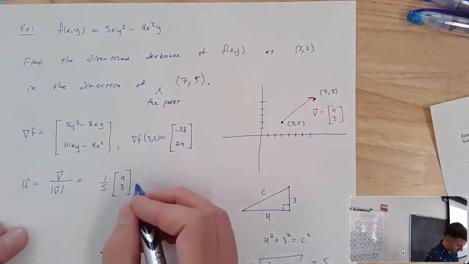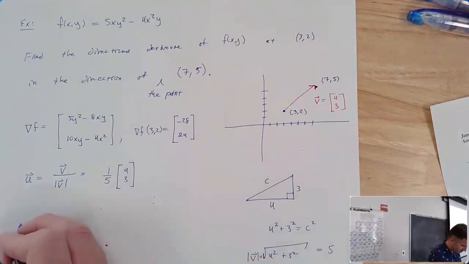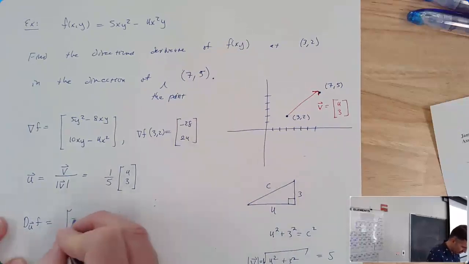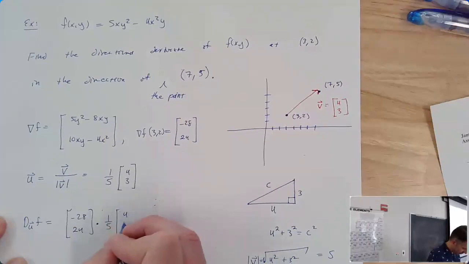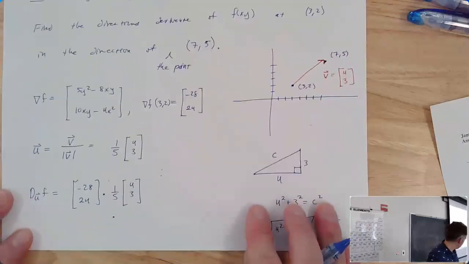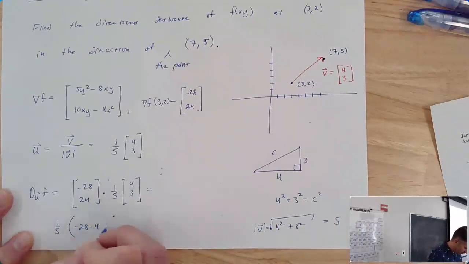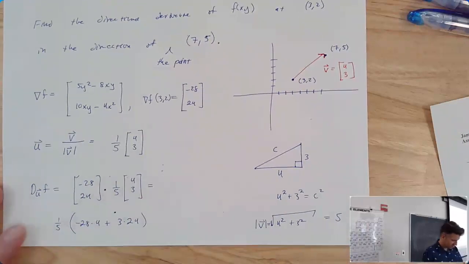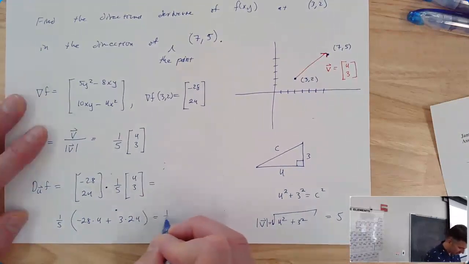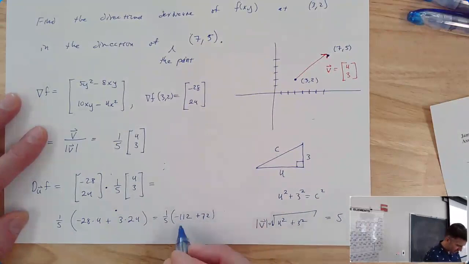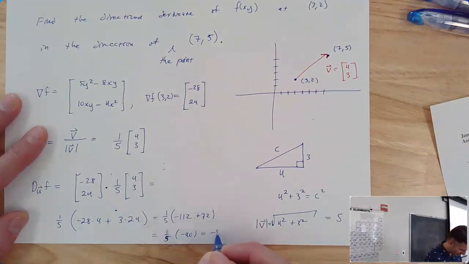And we're dividing by that 5. So now we can calculate the directional derivative, and it's going to equal the gradient, which was negative 28, 24, dotted with the unit vector, 1/5 times 4, 3. And then we just do the same sort of work. I like to factor out the 1/5, so we get negative 28 times 4 plus 3 times 24. It's 1/5 times, 28 times 4 is 112, 3 times 24 is 72. So negative 112 plus 72 is negative 40. So you get 1/5 times negative 40, which is negative 8.